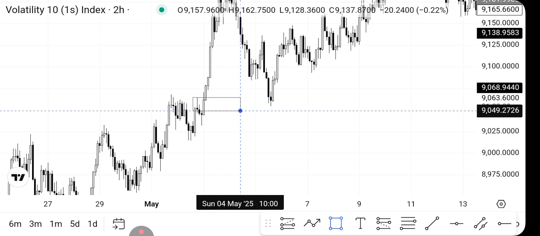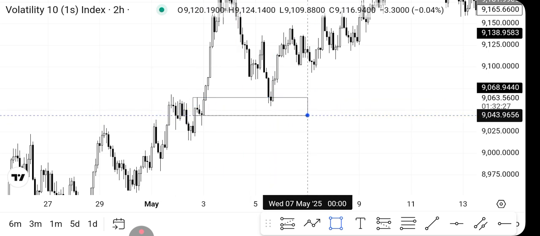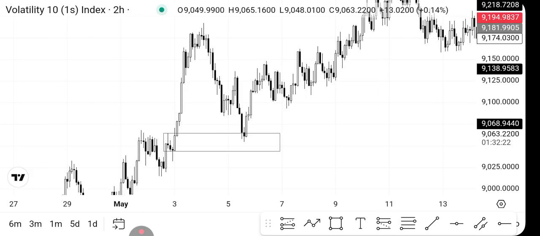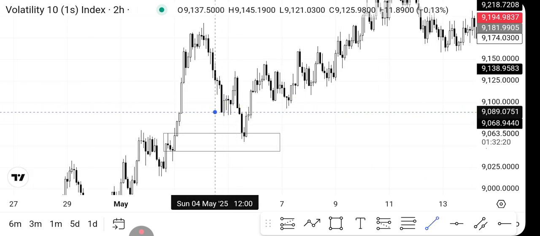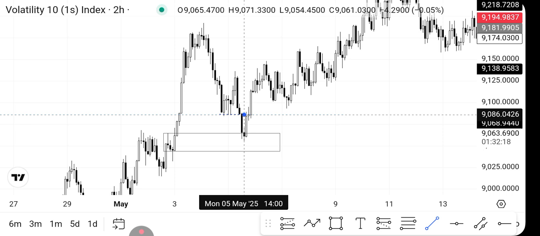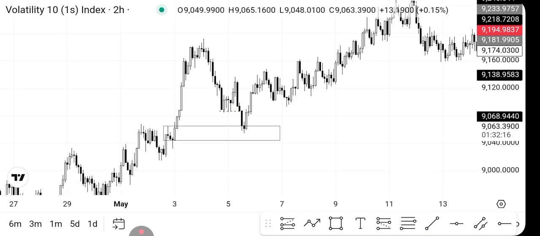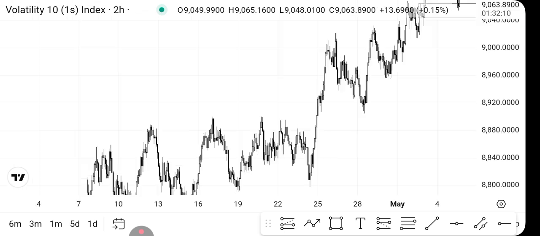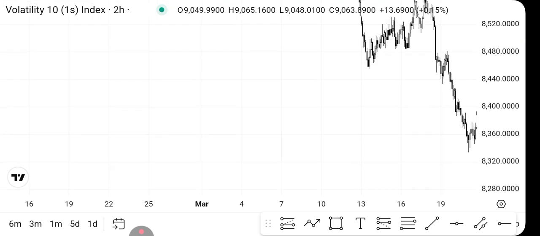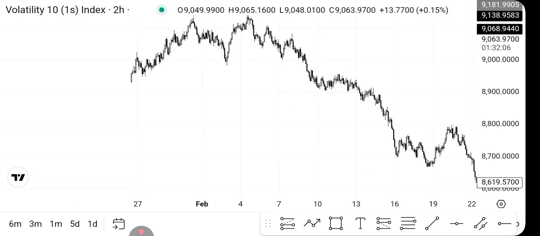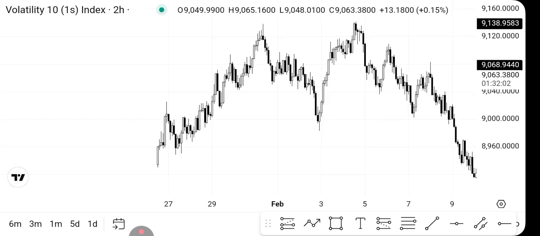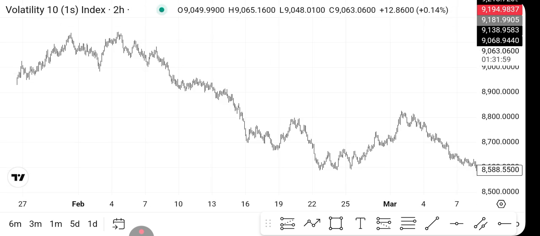This is the demand here. And price swept into it. It created a confirmation entry there. Let's see if I can get more buys. But that's the way it works. Okay, no buys here. You can check other pairs too.